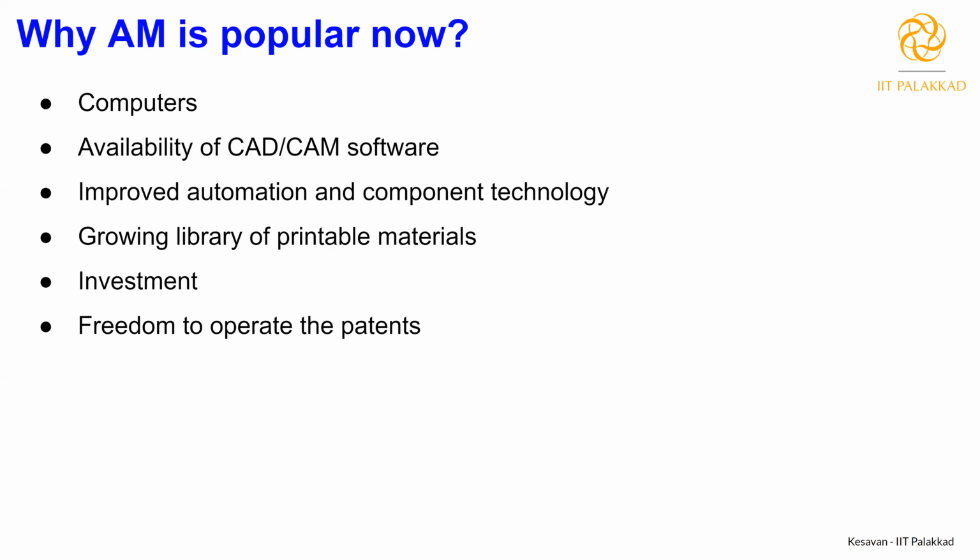So now people have attempted and made a successful product by using copper powders. That has become possible, and it requires huge investment and freedom to operate the patents. Many patents have now expired, so people have started working on various patents. This is the reason why additive manufacturing is popular now.